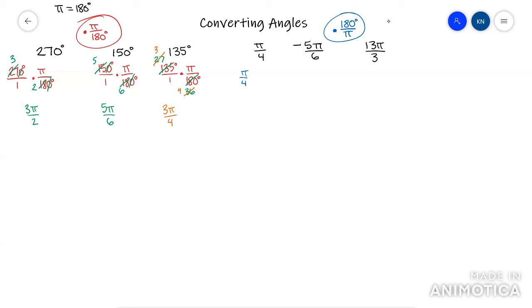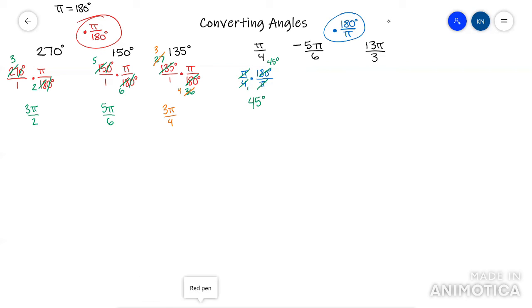Pi over 4 times by 180 degrees over pi. You're going to cancel these pi's. Then you're going to reduce 180 and 4. So they're both reducible by 4. You would get 45 on top and 1 on bottom. So my answer here is 45 degrees.